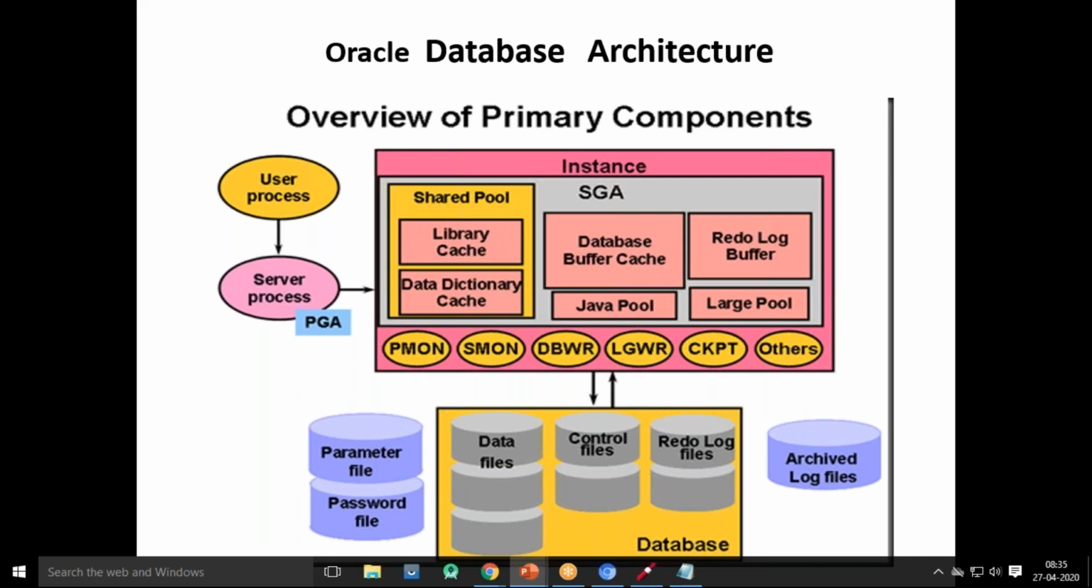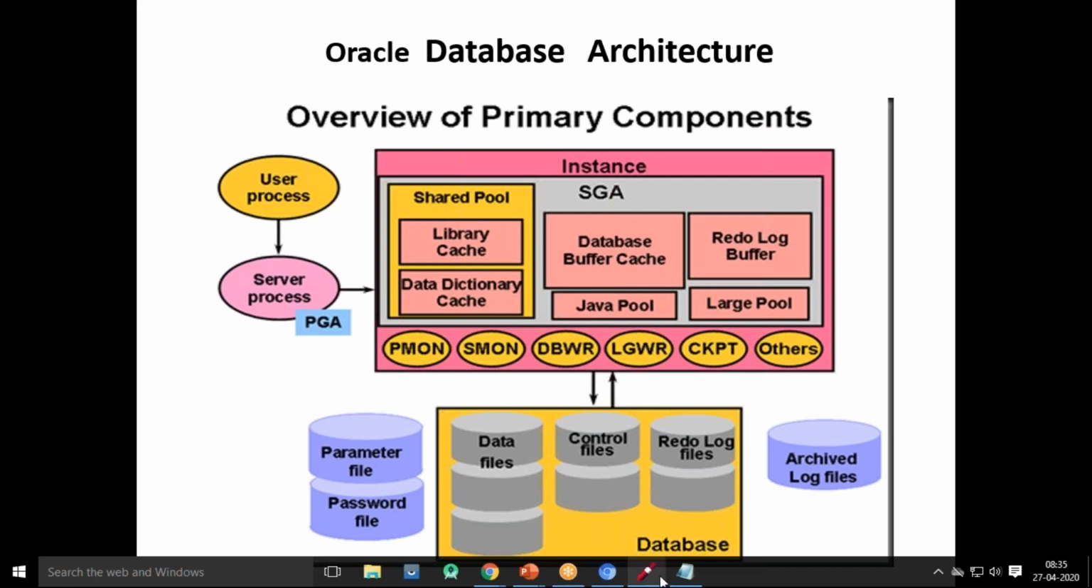Right. So next one goes to instance. Instance means we know memory structures and background processes. Under memory structures, here you have SGA and PGA. PGA we'll see later. First SGA. You see what are all the components behind it. It contains shared pool, DBBC, redo log buffer cache, Java pool, large pool. So these are the components of the SGA.